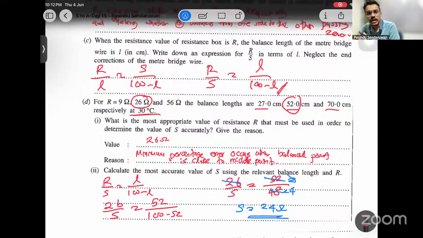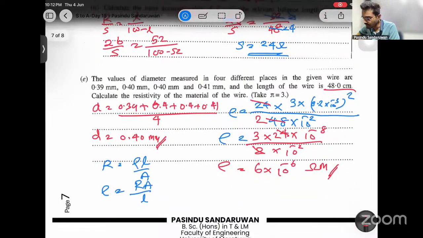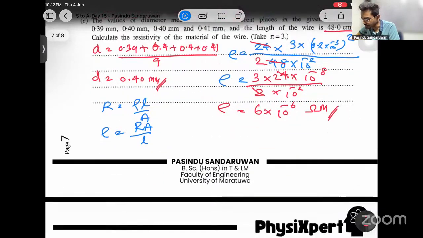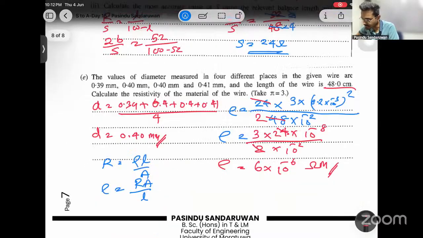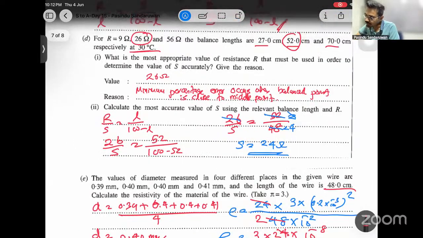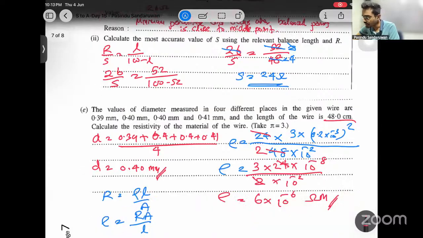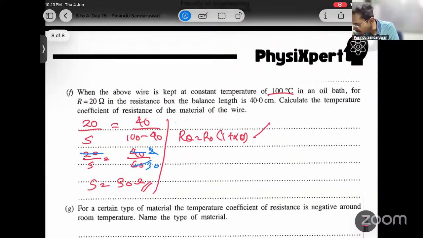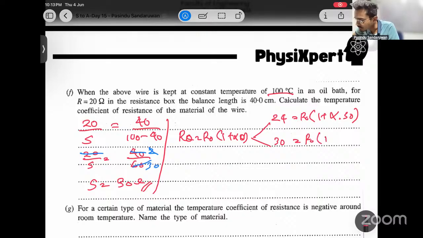The value 24 that we found earlier was at 30. So R theta is 24 at 30, which equals R naught times 1 plus alpha times the present temperature, 30. And the second scenario is here: now there is 30 ohms, R naught times 1 plus alpha times temperature 100.